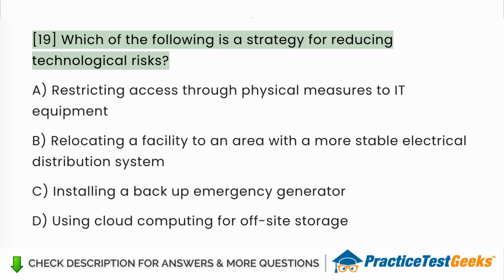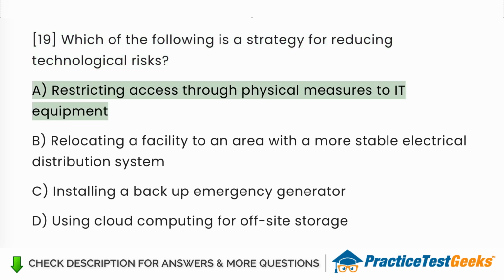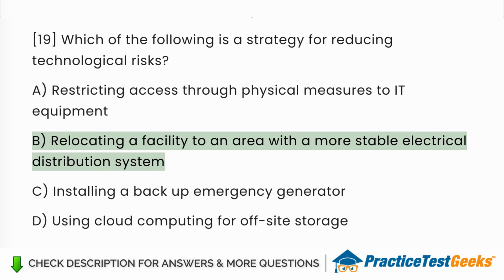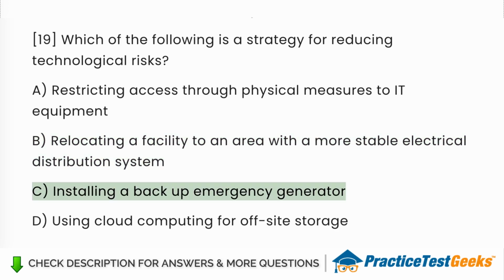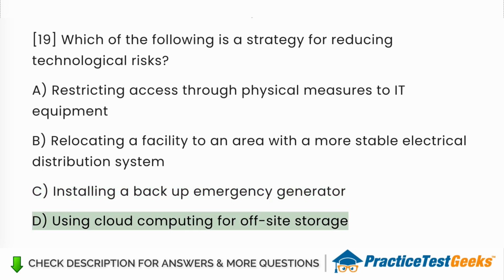Which of the following is a strategy for reducing technological risks? A. Restricting access through physical measures to IT equipment. B. Relocating a facility to an area with a more stable electrical distribution system. C. Installing a backup emergency generator. D. Using cloud computing for off-site storage.